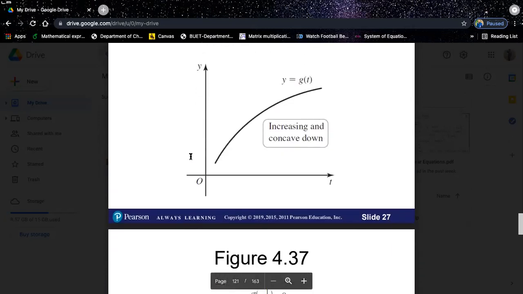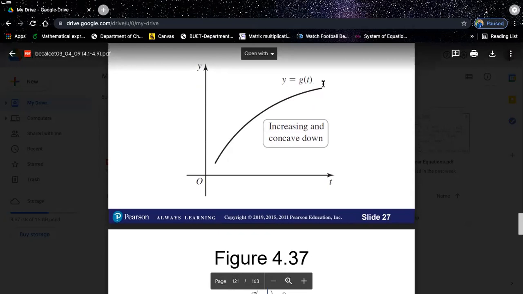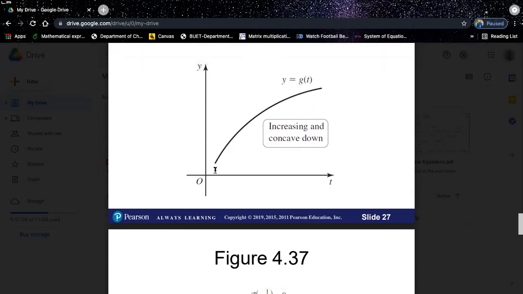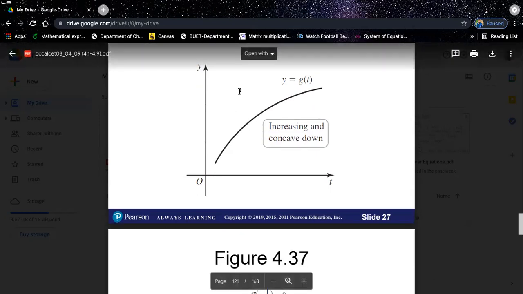Let's try this one. Somewhere here there is a line. If you draw a tangent line, it will be parallel to the t-axis, right? And if you start imagining from here, if you start drawing tangent lines, you'll see the slope slowly and slowly will get decreased. Can you see the lines?